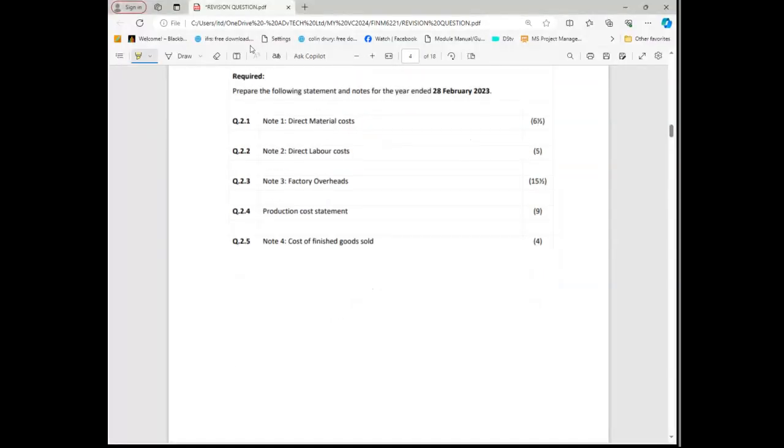The first note is direct material cost. Okay, let's deal with the direct material costs. What must I do? What must I start with?